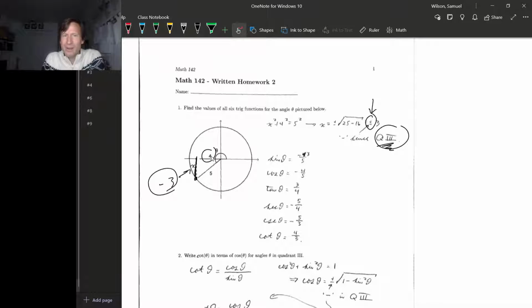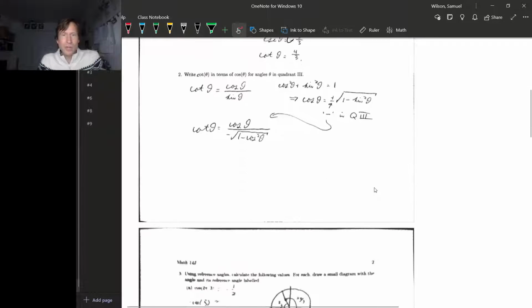Also, this 4, I intended this 4 to tell you how long this line segment is, not to tell you what this coordinate is. And this coordinate has to be negative, again, because we're in the third quadrant. So this coordinate isn't positive 4, it's negative 4. A lot of people were missing minus signs on some of these trig functions because they just weren't thinking about the quadrant you're in. So always think about the quadrant you're in.